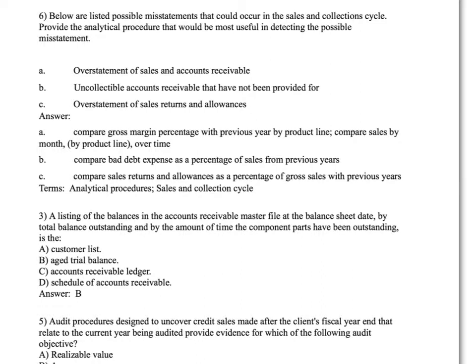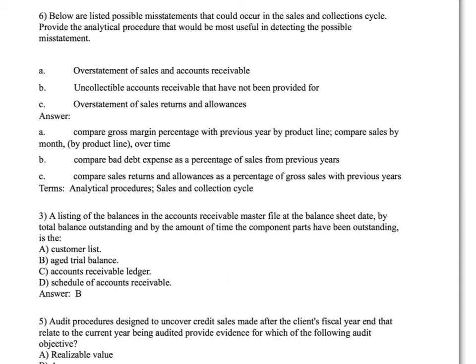Number 6, below are listed possible misstatements that could occur in the sales and collection cycle. Provide the analytical procedures that would be most useful in detecting the possible misstatements. So we have an overstatement of sales and accounts receivable. A procedure that could help this is comparing the gross margin with the previous year, and then compare sales by month, line by line, over time. So again, overstatement of sales and accounts receivable.